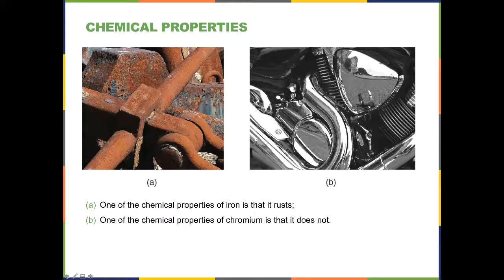Now, chromium, on the other hand, which is shown here, you'll notice it doesn't have all this rust on it. And that's one of the reasons it's used in this situation. Now, this is not pure chromium. This is chrome plating on the outside of another metal, which is much stronger than chrome. But chromium is used because it does not undergo this chemical change.